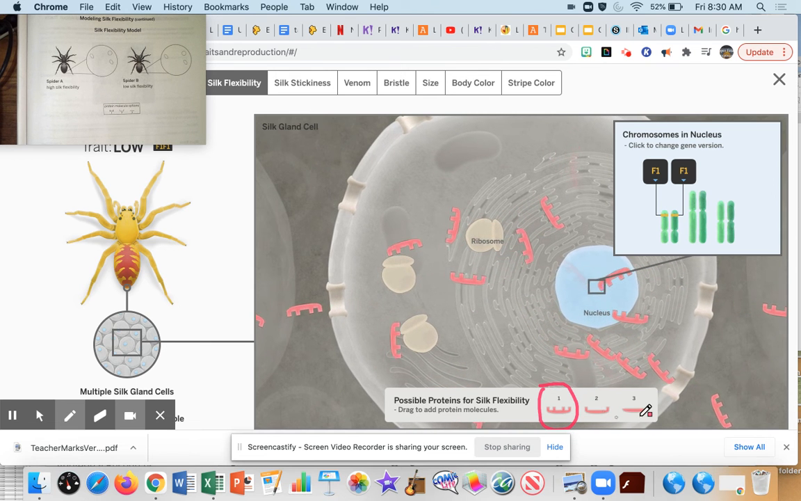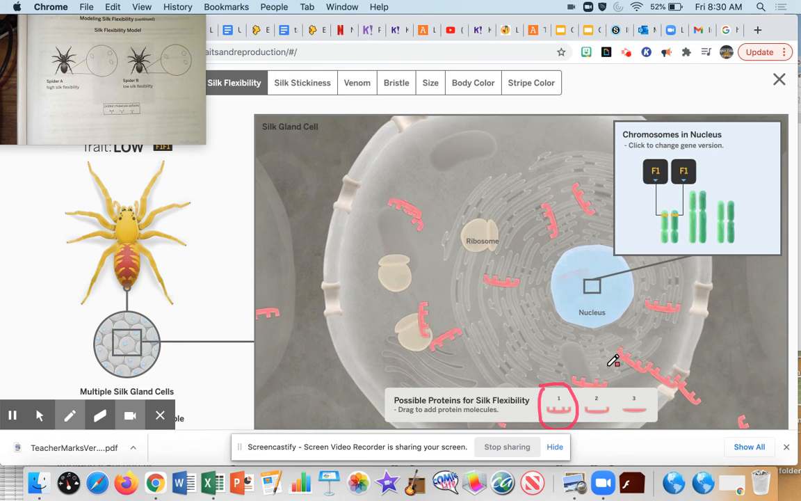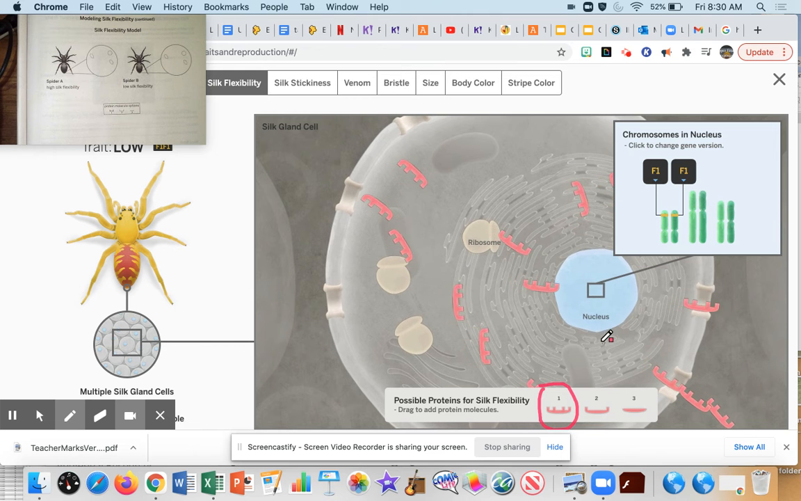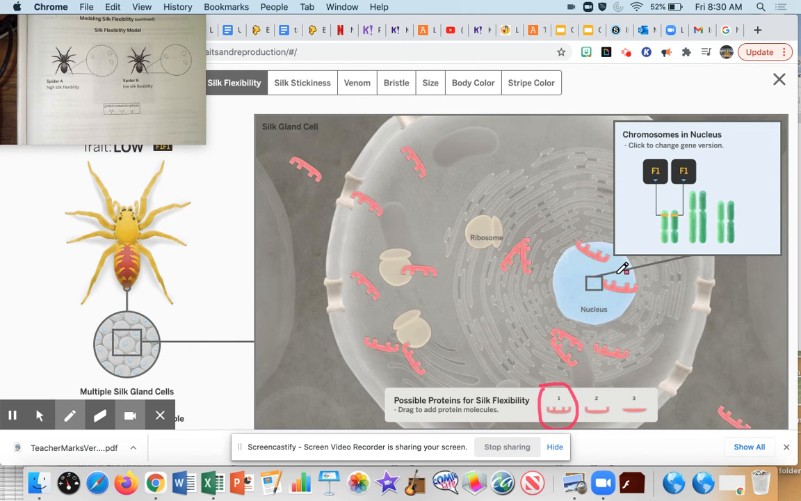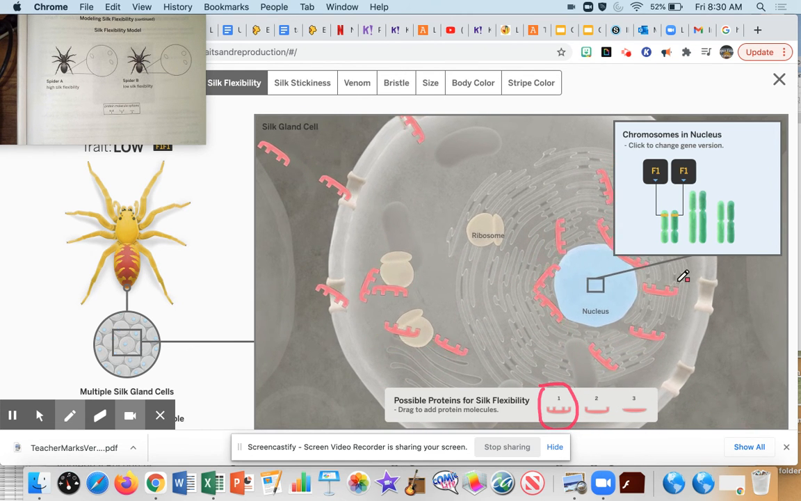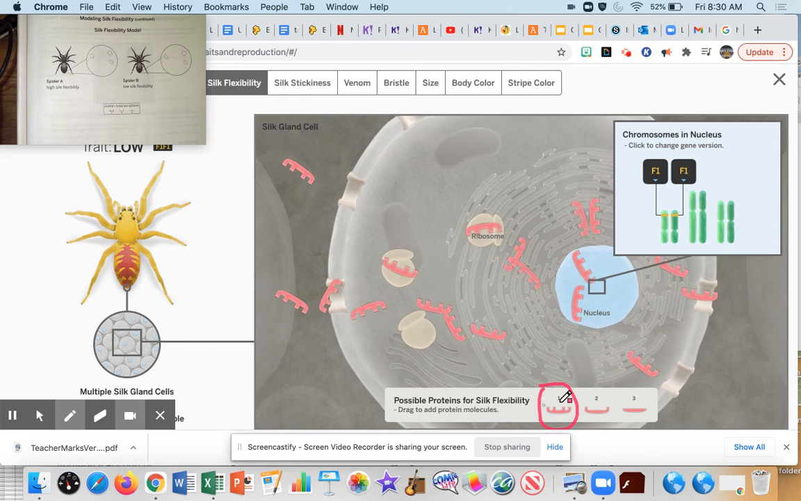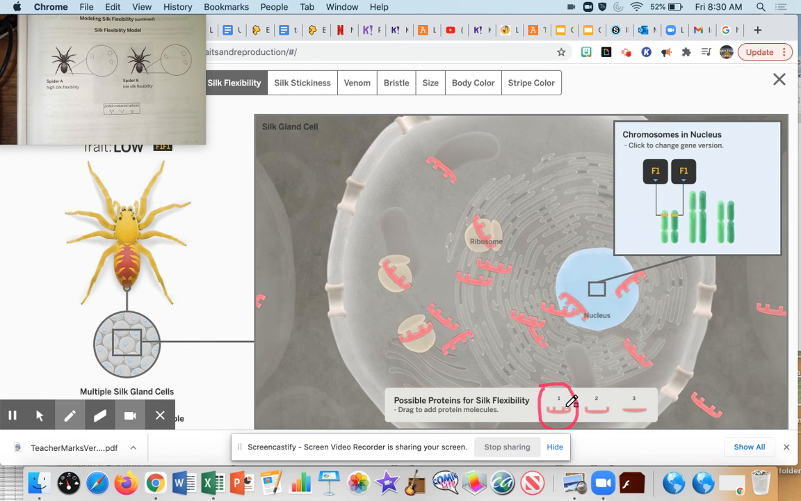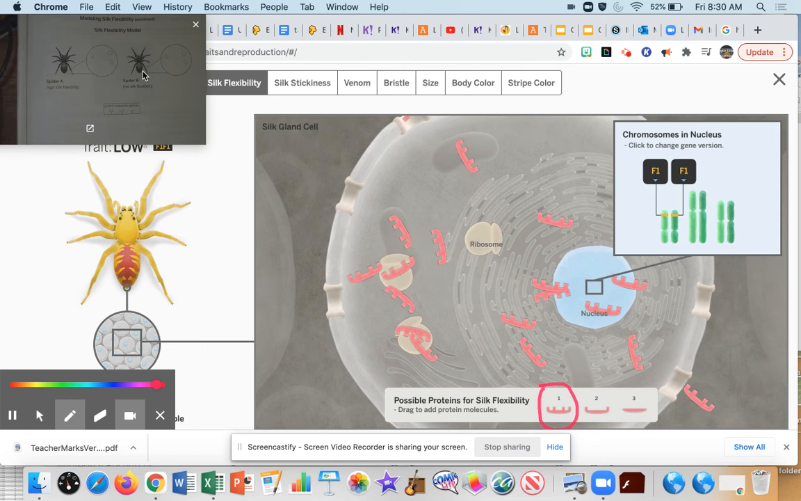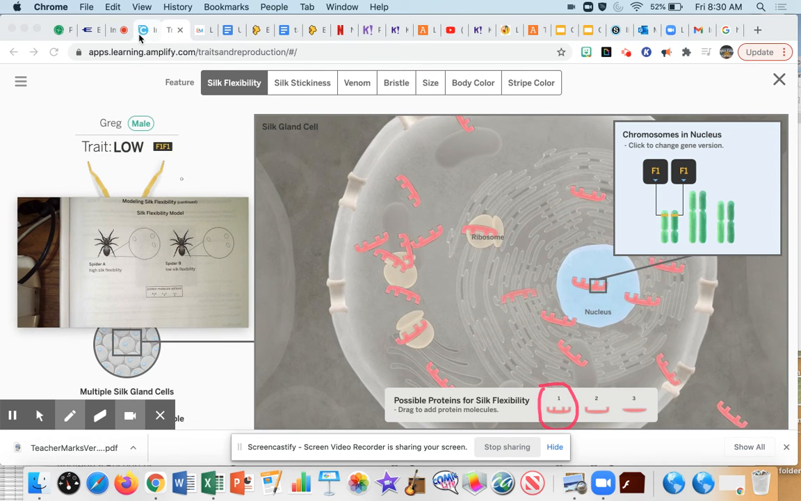No, I don't see it. How about protein molecule number 3? Do you see protein molecule number 3 floating around the cell? No, I don't see them either. So this is what we will draw when we head back to our page.